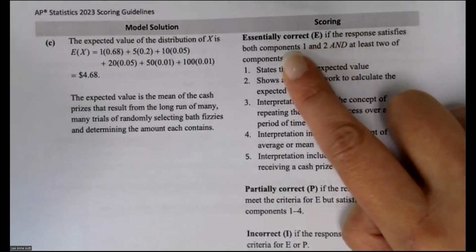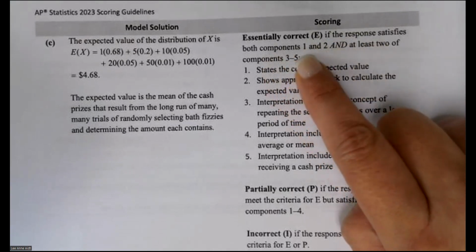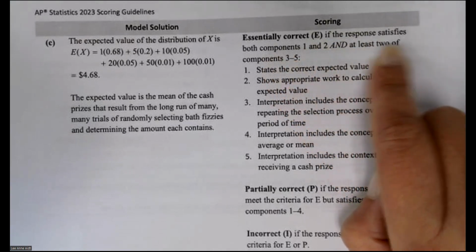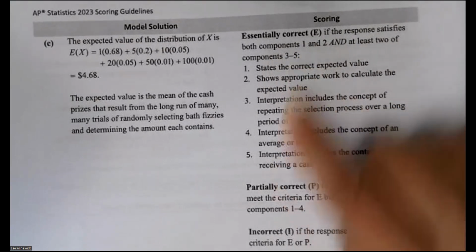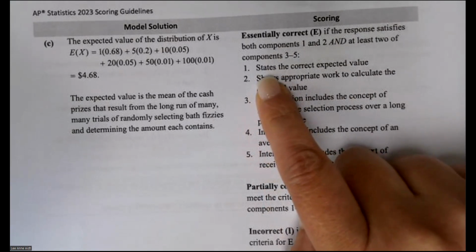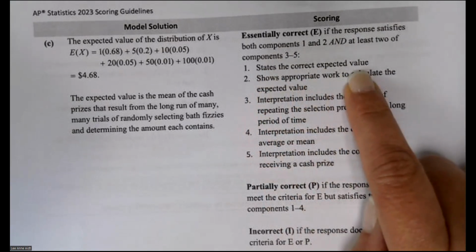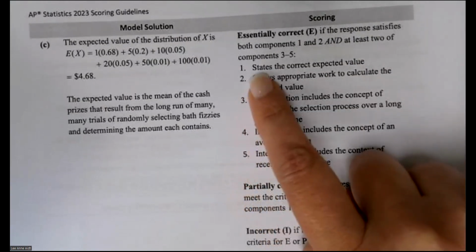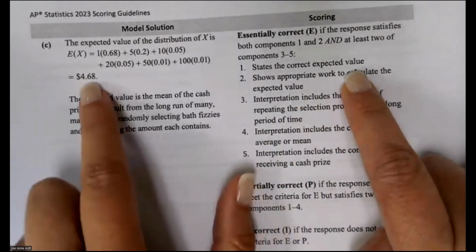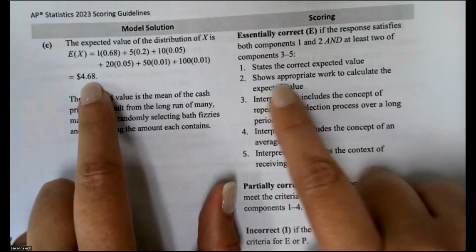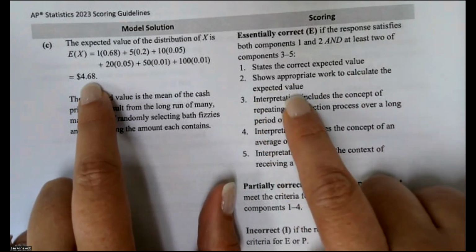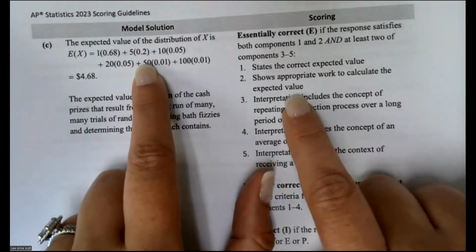Okay, part C. You have to satisfy both components 1 and 2 and at least 2 of components 3 through 5 to get an E on this one. States the correct expected value. That's $4.68. Shows appropriate work to calculate the expected value. That's up here.